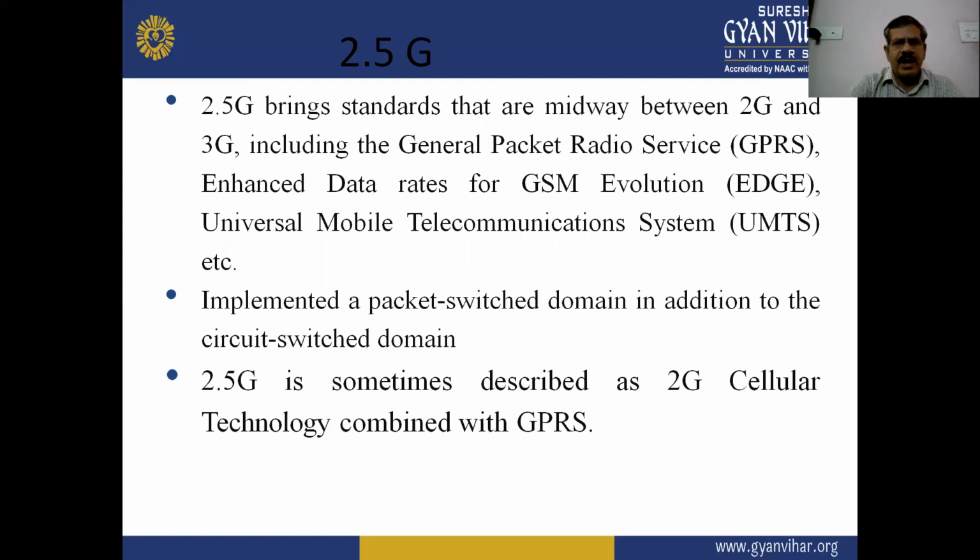Next is the 2.5G technology. 2.5G brings standards that are midway between 2G and 3G, including the General Packet Radio Service, GPRS, Enhanced Data rates for GSM Evolution, EDGE, and Universal Mobile Telecommunication System, UMTS, etc. It implemented a packet switch domain in addition to the circuit switch domain. 2.5G technology is sometimes described as 2G cellular technology combined with GPRS.